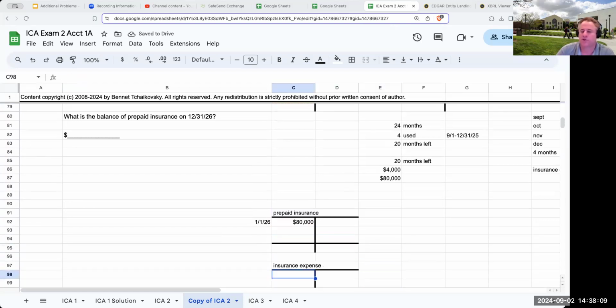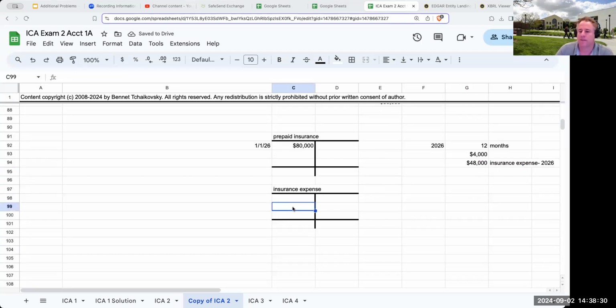Now, how much insurance did I use in 2026? Well, during 2026, there were 12 months. My rate is 4,000 per month. So my insurance expense for 2026 is going to be 48,000. Let's do this over here. I debit insurance expense for 48,000. I'm going to credit prepaid insurance for 48,000. Did we do this correctly? Well, the ending balance as of 12/31/26 is going to be $32,000.